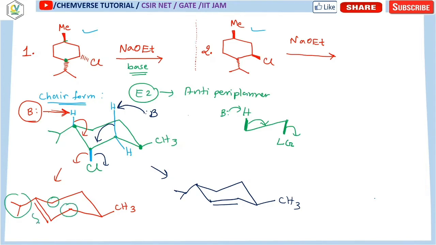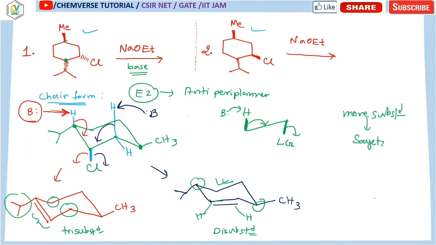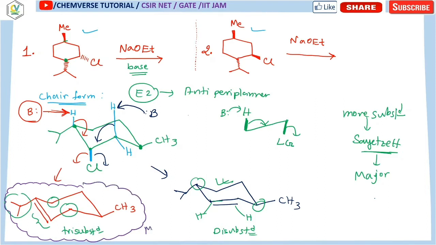3. With respect to this double bond, it is a tri-substituted double bond. But in this case, this double bond is di-substituted. There will be two hydrogens with this double bond, so it is a di-substituted one. We know that the more substituted product will be your Saytzeff product, and under normal reaction conditions, the Saytzeff product is your major. So under this condition, I can say that this one will be the major product. This will be your major product in this reaction.